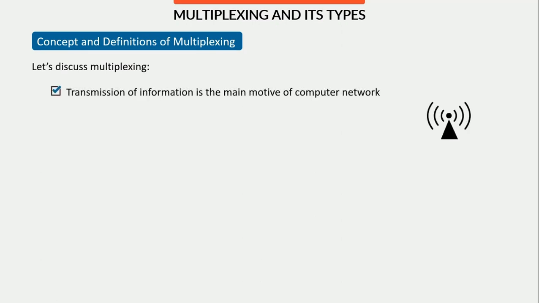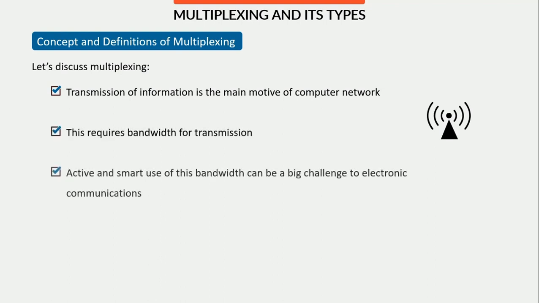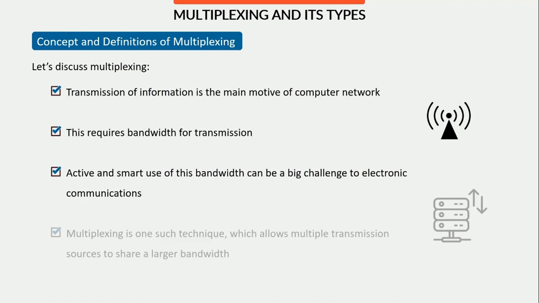Transmission of information is the main motive of computer networks. This requires bandwidth for transmission. Active and smart use of bandwidth can be a big challenge to electromagnetic communication. Multiplexing is one such technique which allows multiple transmission sources to share a larger bandwidth.